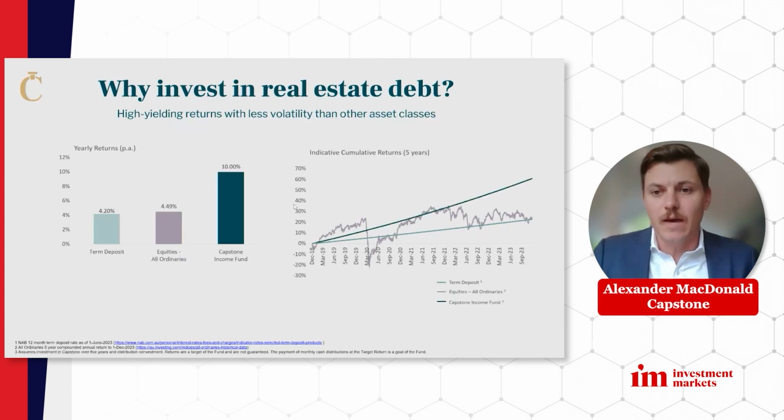Then that's compared to the Capstone Income Fund. What we're trying to do is offer the best of both of those worlds, really: a higher yielding asset class or investment. We're offering a 10% return, but because we're a debt investment, we can achieve consistent returns that take out the volatility. Because debt investments don't tend to outperform or underperform, we just offer a consistent, stable return over the 5-year period in this case.